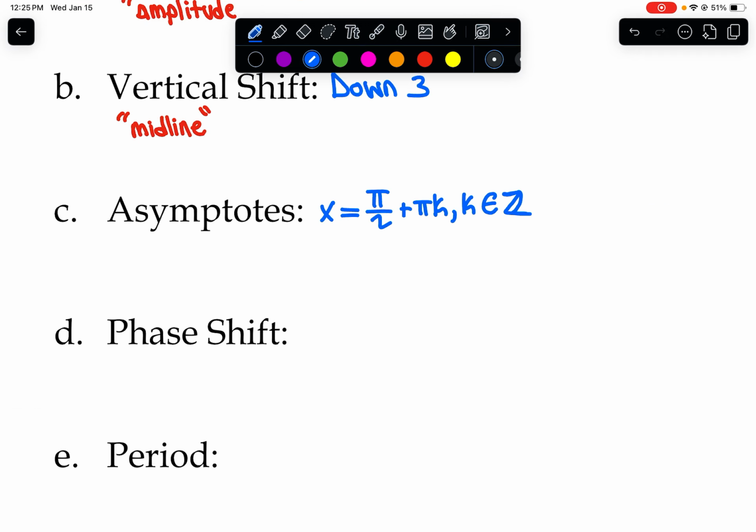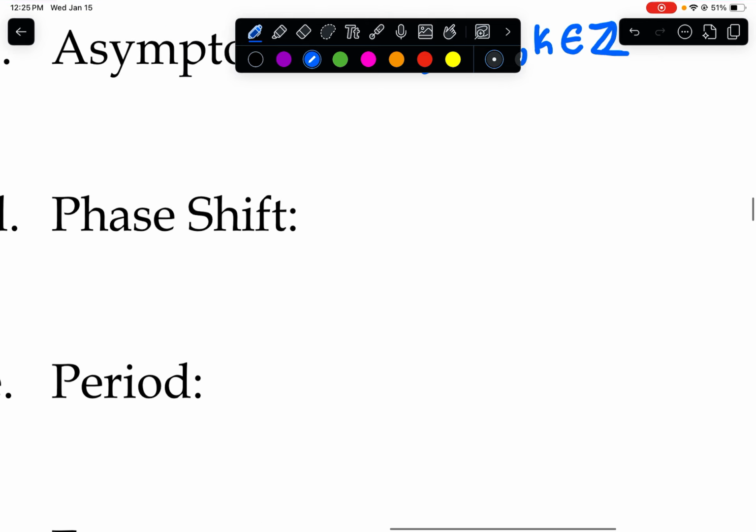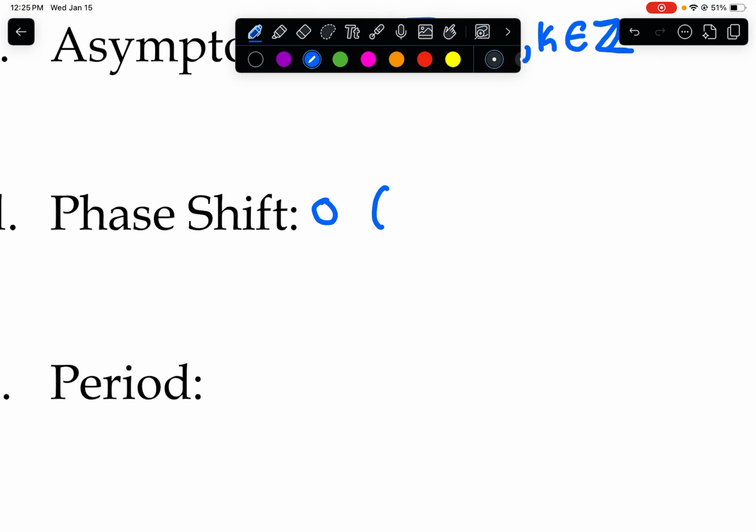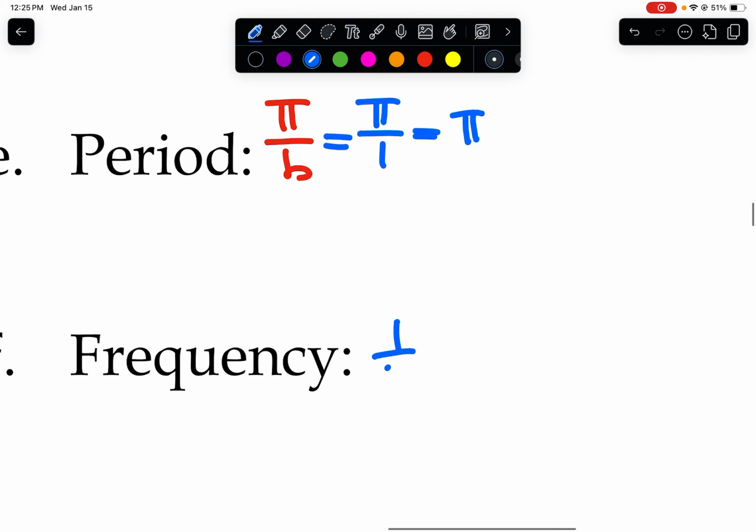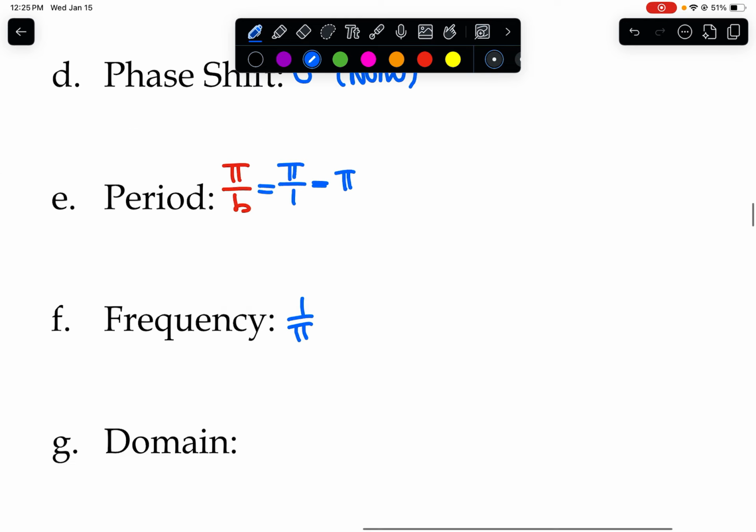All right, and then for your phase shift, there is no phase shift, so I'm going to say 0 or none. All right, and then for the period, now you've got to be careful here. We're in tangent, so that means you're going to do pi over your b value. So that means we're going to have pi over 1, which is just going to equal pi. So in turn, that means your frequency is just going to be 1 over pi.